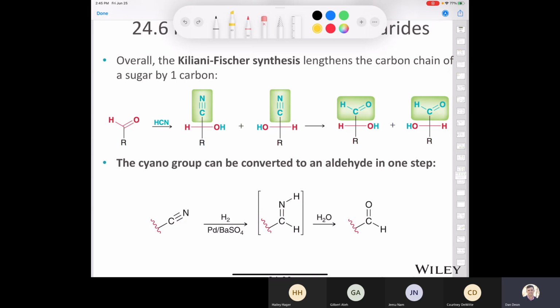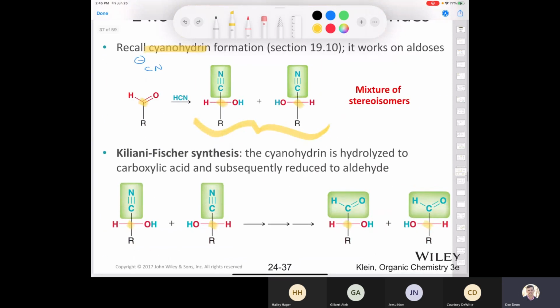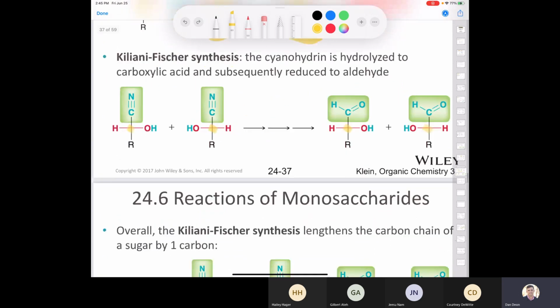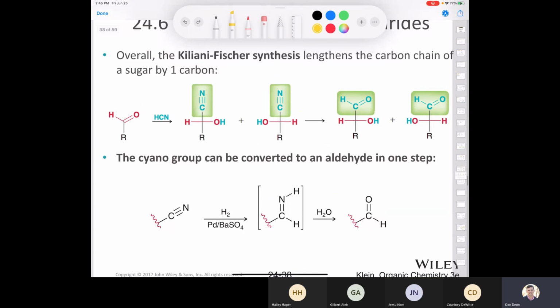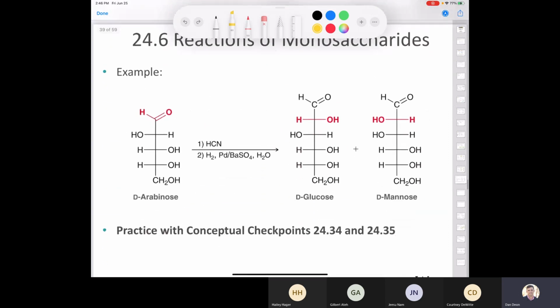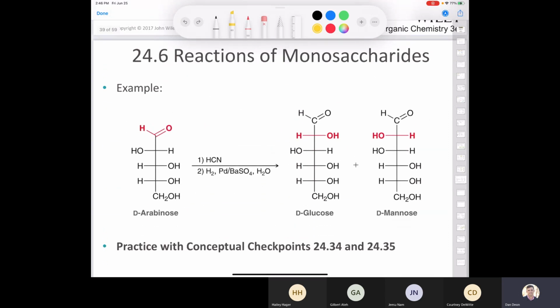You'd end up with a mixture of stereoisomers. Anyhow, now instead of doing it all stepwise by first making the cyanohydrin and then doing the reduction, we can do it all in one pot, because the nitrile can be converted to the imine, and then that can be hydrolyzed to the aldehyde. And so the way that we do that is this two-step process here.